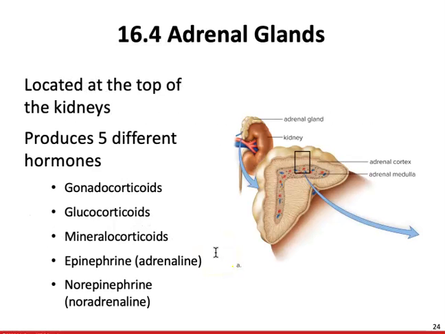Next up we have the adrenal glands. The adrenal glands are located at the top of the kidneys, and they're composed of two primary regions. Those two regions are responsible for producing different hormones.